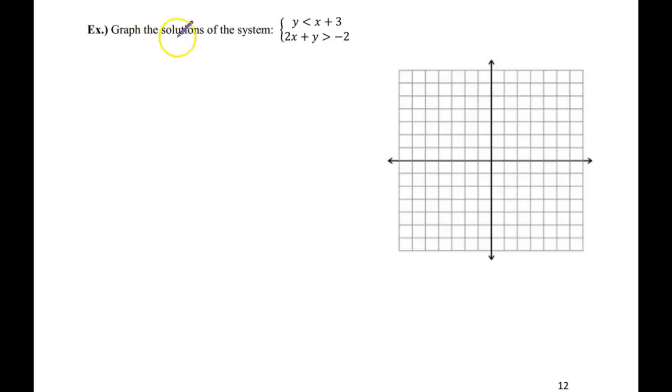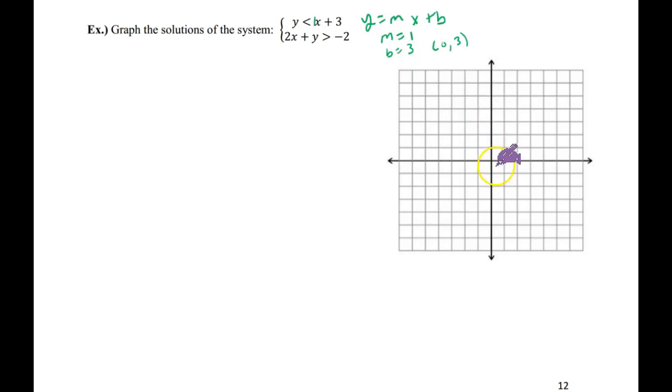Alright, in this example, we're asked to graph the solutions to this system of linear inequalities. This first equation is in the form y equals mx plus b already, so we have our y all alone on one side of the inequality. I can identify the slope as 1. This is 1x, and the y-intercept is 3, which would give me the coordinate (0, 3). I'm going to go ahead and use these to graph.